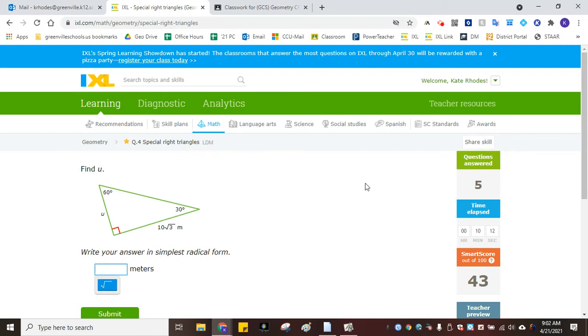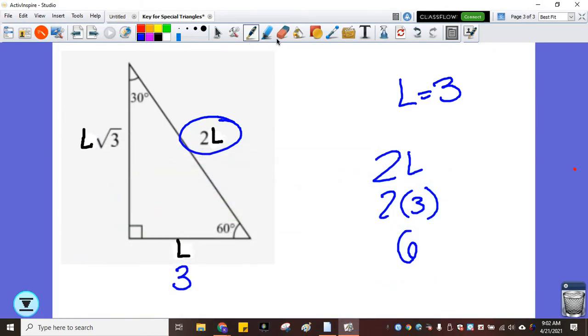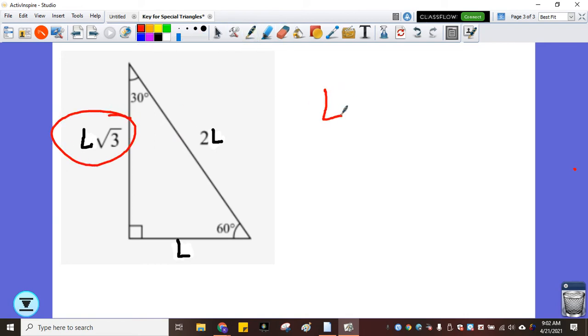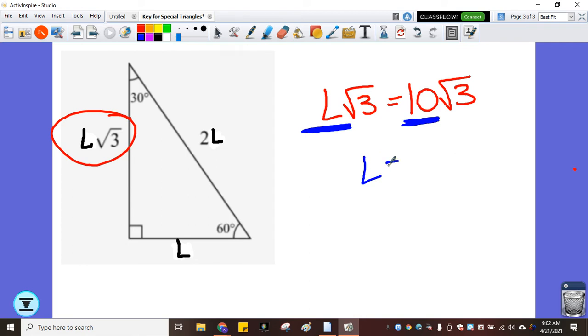Our long leg is 10 square root 3. Now this one confuses people sometimes, and it cracks me up because once you see how easy this is, hopefully you won't have any more trouble with it. So our long side, L square root 3, is 10 square root 3. The easy way to do it is L is in front of the square root of 3. The number in front of the square root of 3 is 10. So L equals 10. That's it.